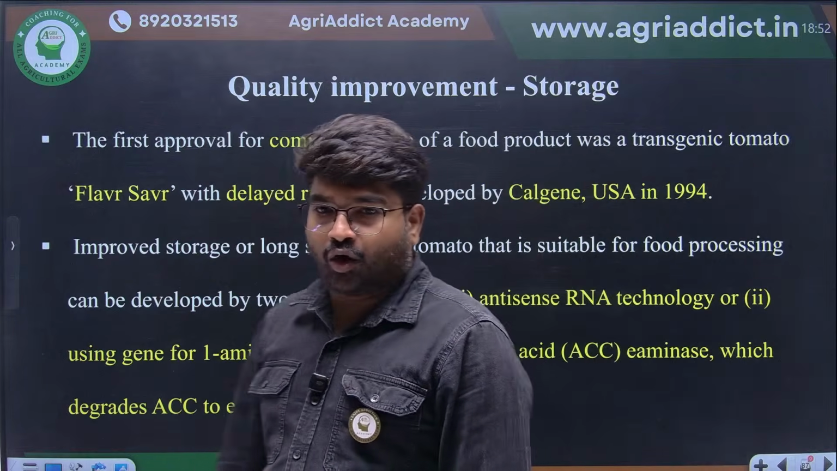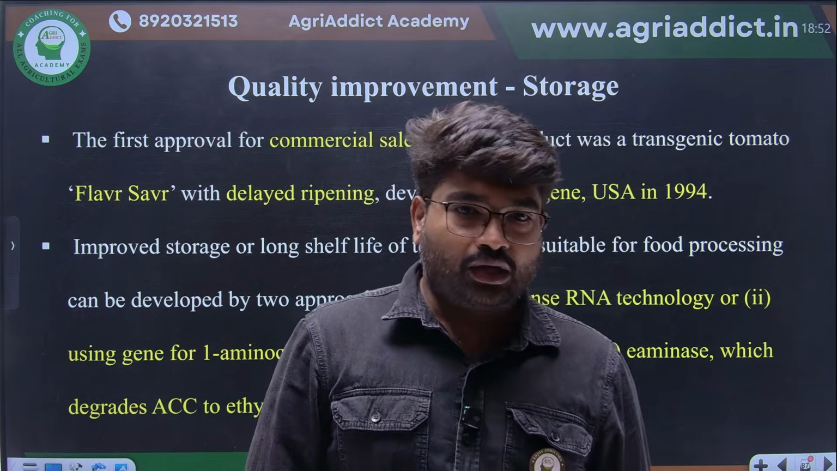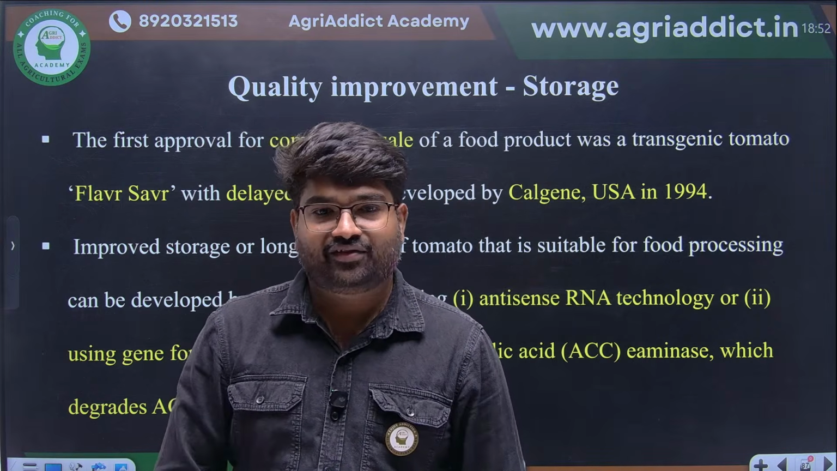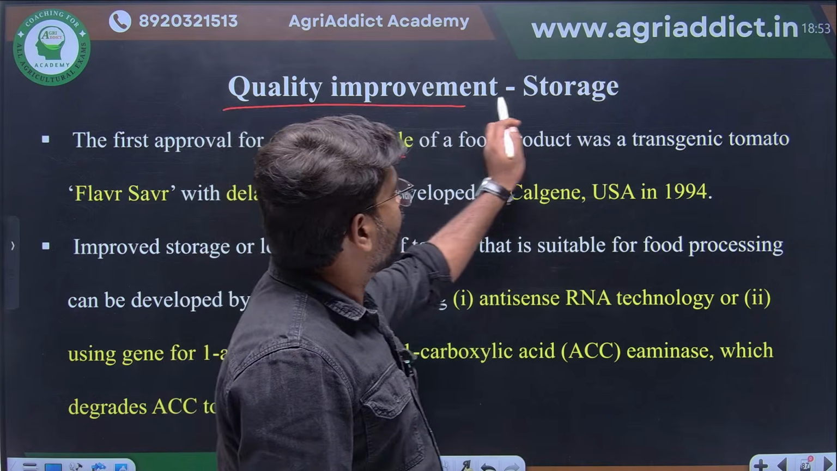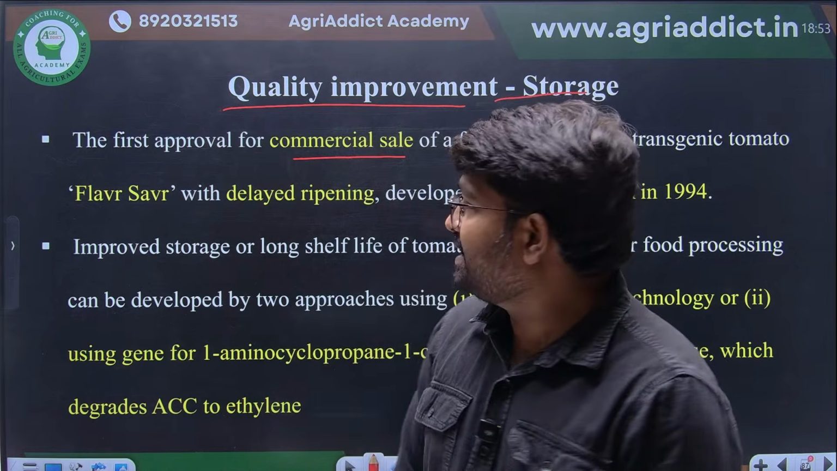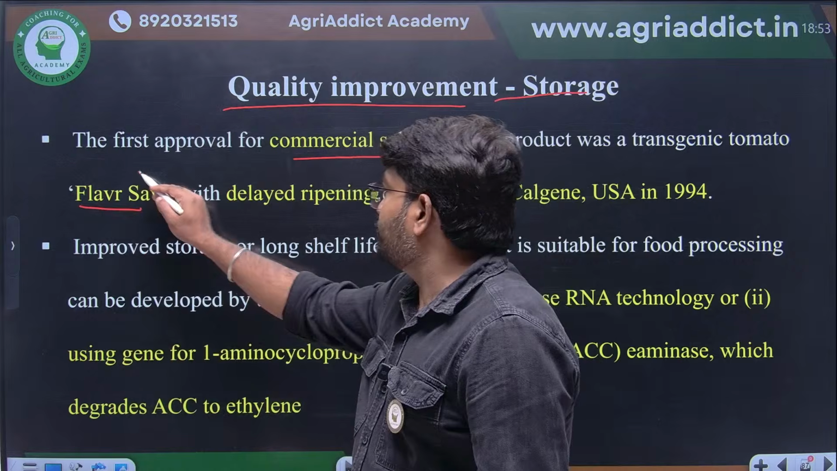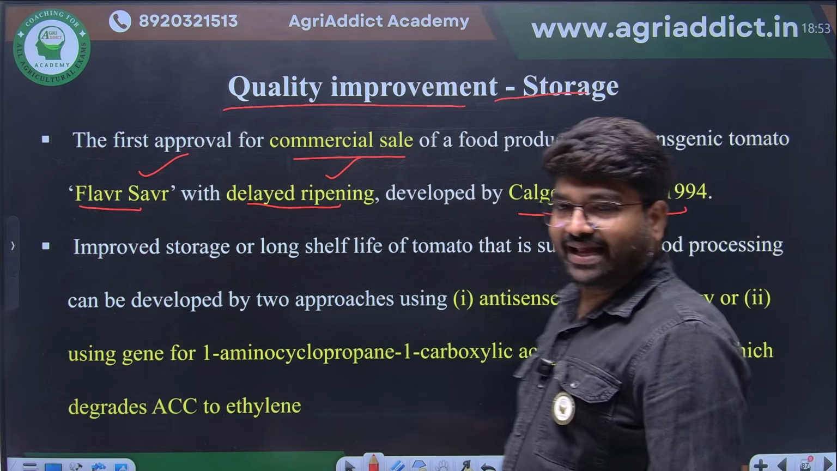Okay. Now we are going to see transgenics for quality improvement. See here, quality improvement: how to increase the shelf life. This we have already discussed. Flavr Savr tomato for delayed ripening, antisense RNA technology by Calgene company.